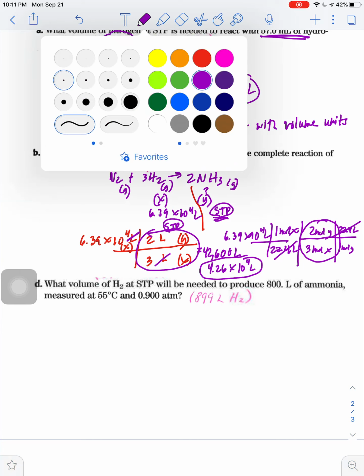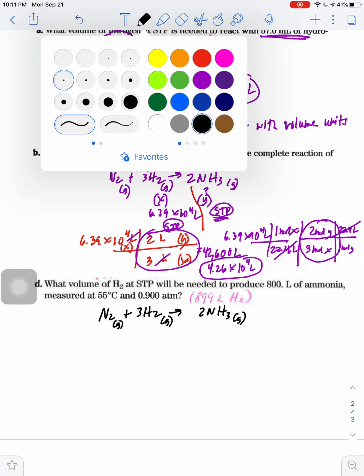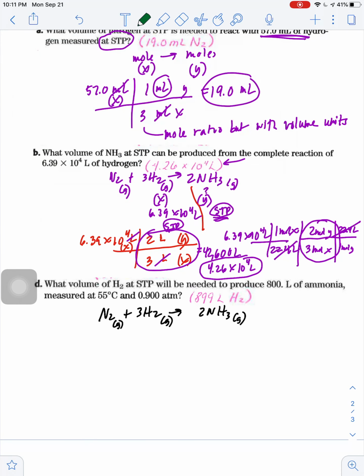All right, now letter D. It's the same reaction: nitrogen reacts with hydrogen to yield ammonia. Everything's gas. Identify what's given and what's being asked for. So it says what volume of hydrogen, so that's the question mark, that's going to be Y, at STP is needed to produce 800 liters of ammonia.